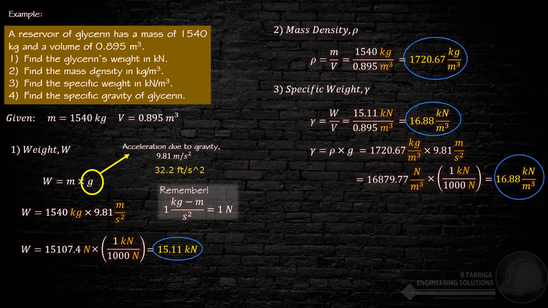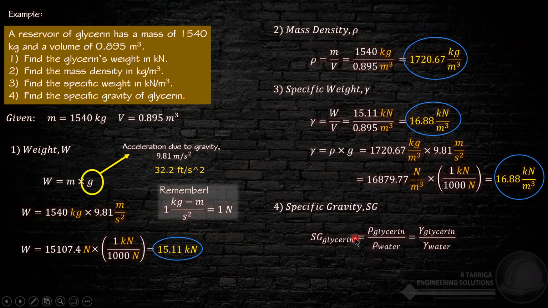Okay. Last part, number 4. Find the specific gravity. The specific gravity is the ratio of the unit weight of the glycerine over the unit weight of water. So you may use this one. I use the unit weight, no? 16.88 over 9.81, so cancel the unit. The specific gravity shall be 1.72.